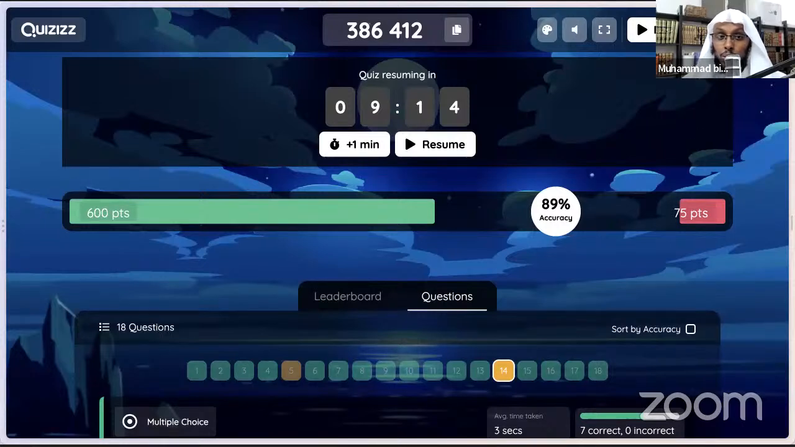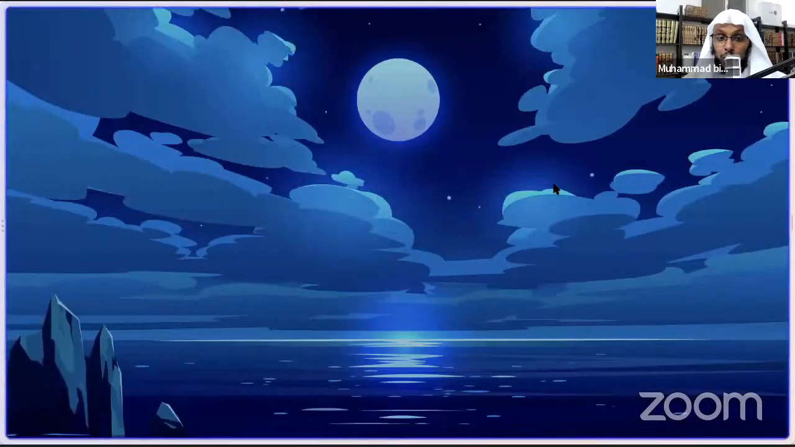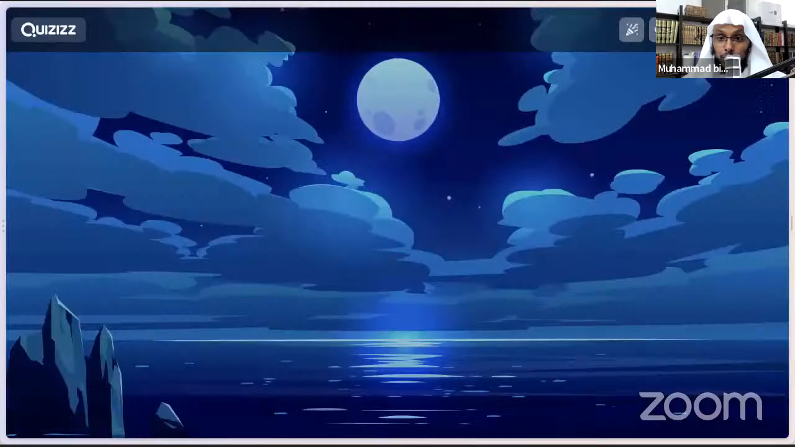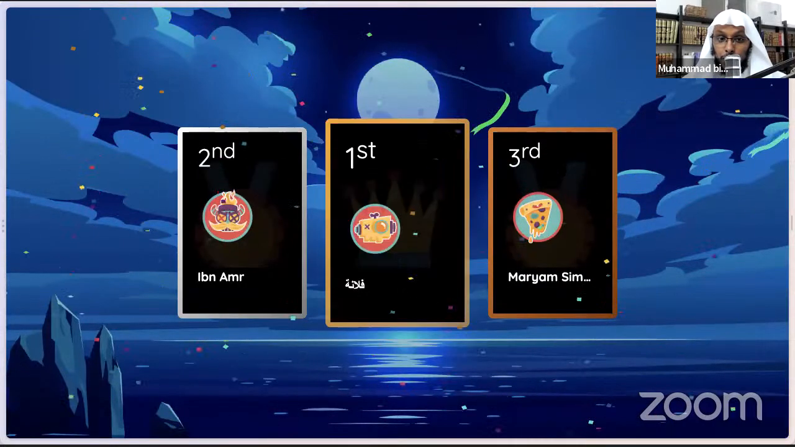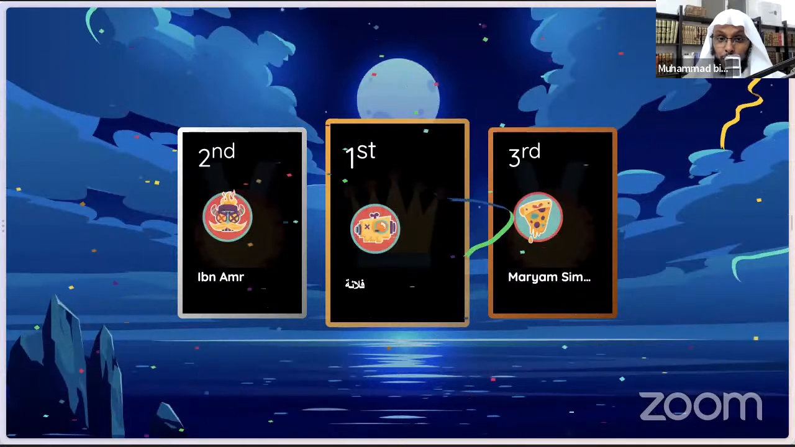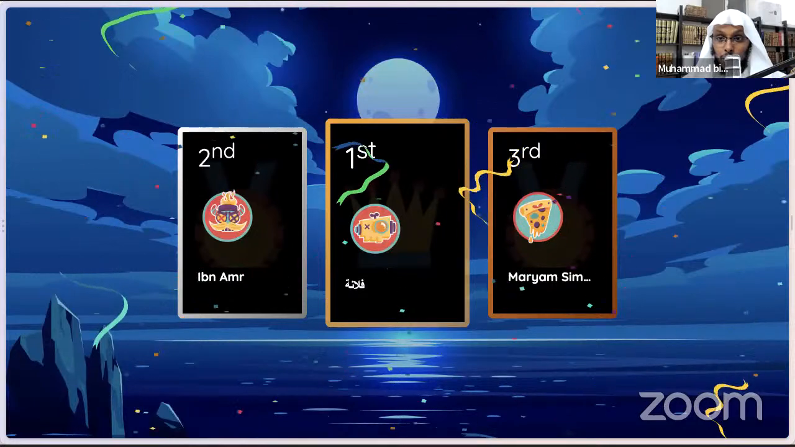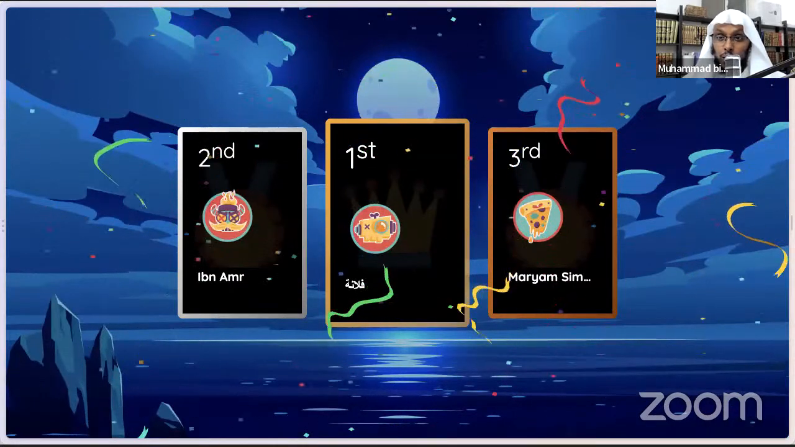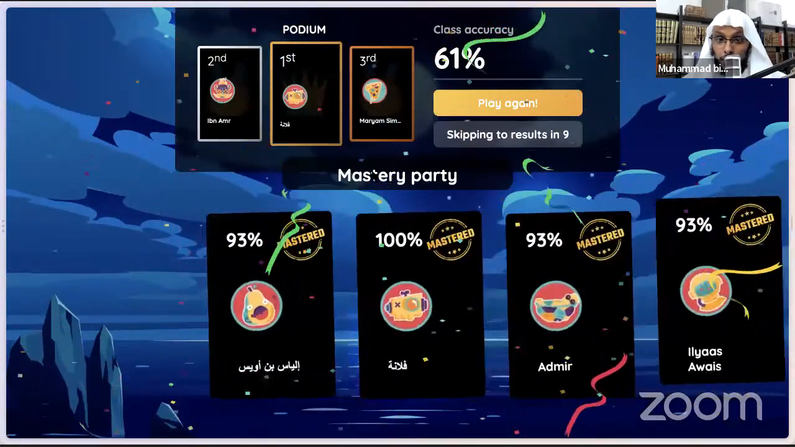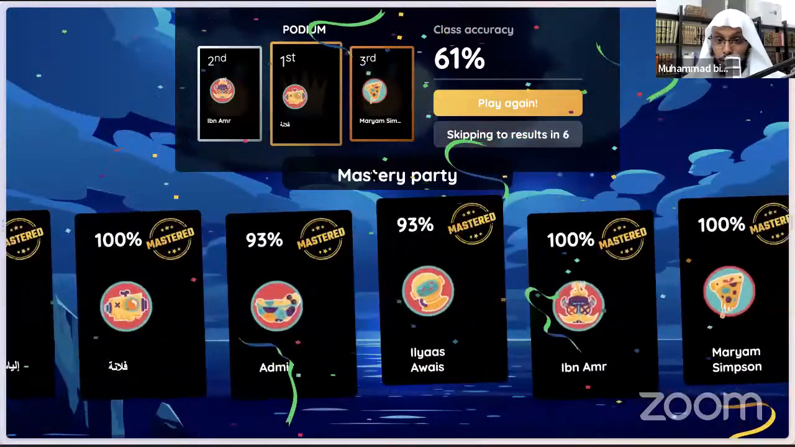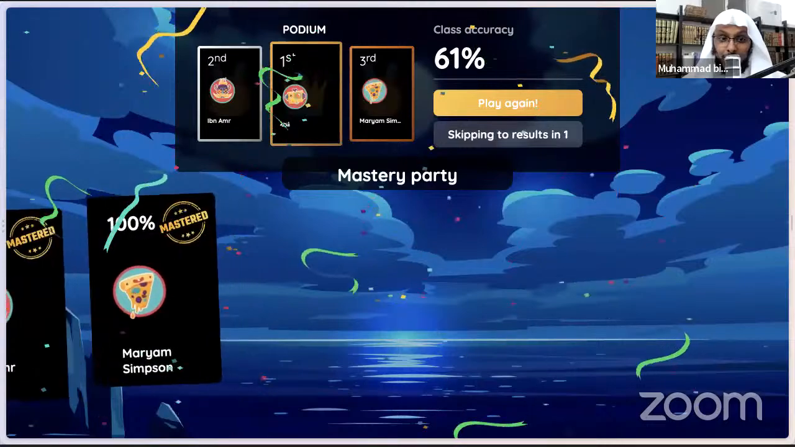So we're going to end this one and we're going to start it again. I hope it allows me to restart. Bismillah. Where does it take me? Okay, so Ulan is first, Na'amr is second, Maryam is third. Let's see what it does after that. I did not see the images at all, just the one in the middle. I don't know what happened there.